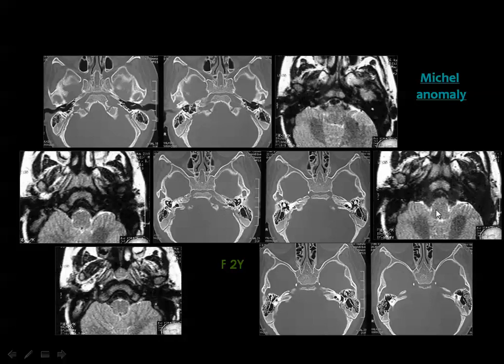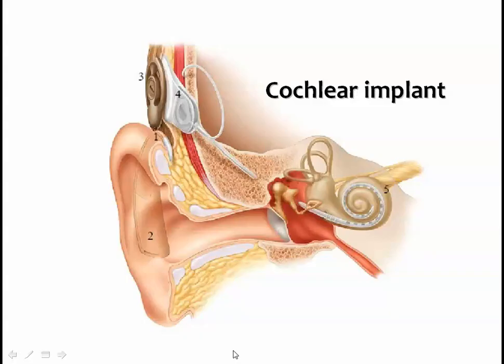This may be better appreciated by MRI, especially in the T2 weighted images, because you know that the inner ear is seen by virtue of the high signal fluid endolymph inside the inner ear structures. But here we cannot appreciate any high signal structures representing the inner ear on both sides. Then you know that there is total aplasia of the inner ear structures, and this is known as Michel anomaly.